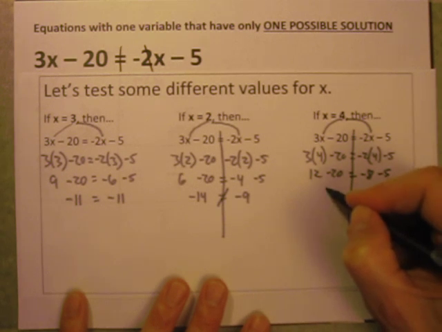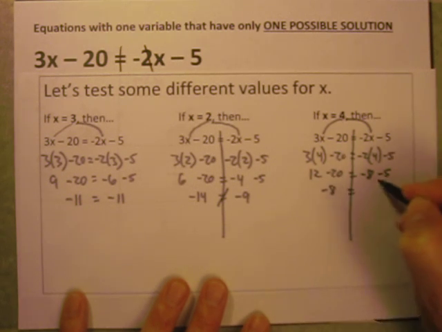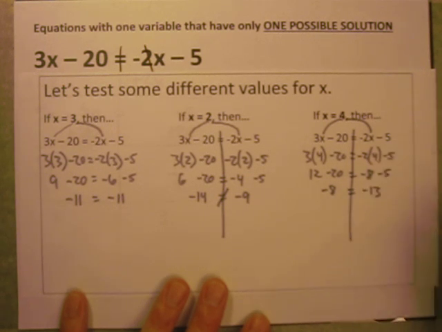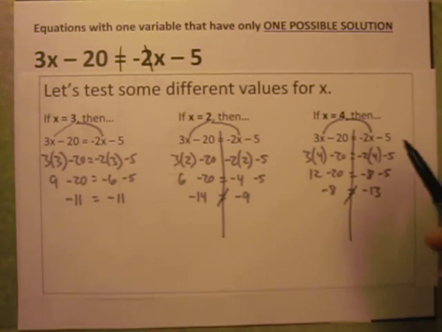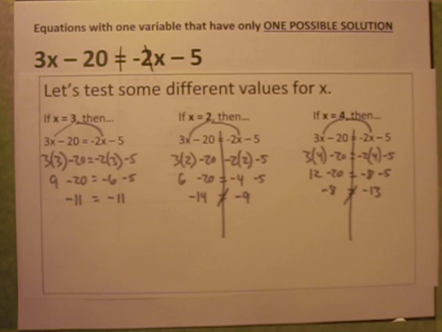12 minus 20 is negative 8, and negative 8 minus negative 5 is negative 13, and when x is 4, this equation is not true. It is not a true equation because the two sides are not the same when x is equal to 4. So just a little more evidence that x has to be 3 for this equation to be true.